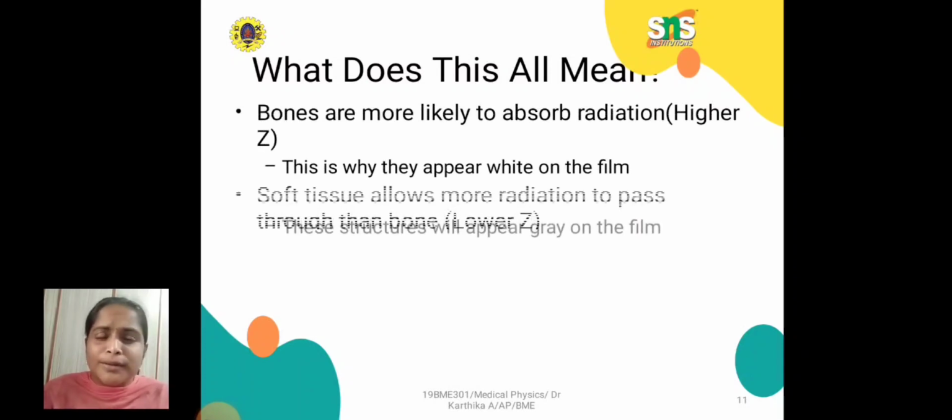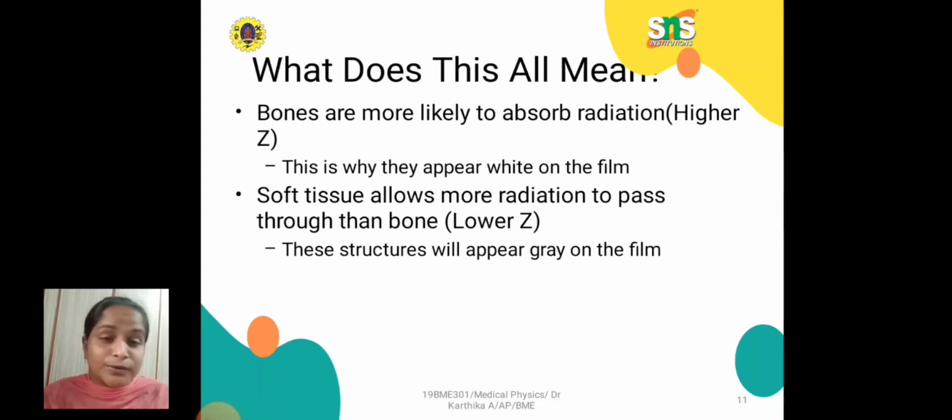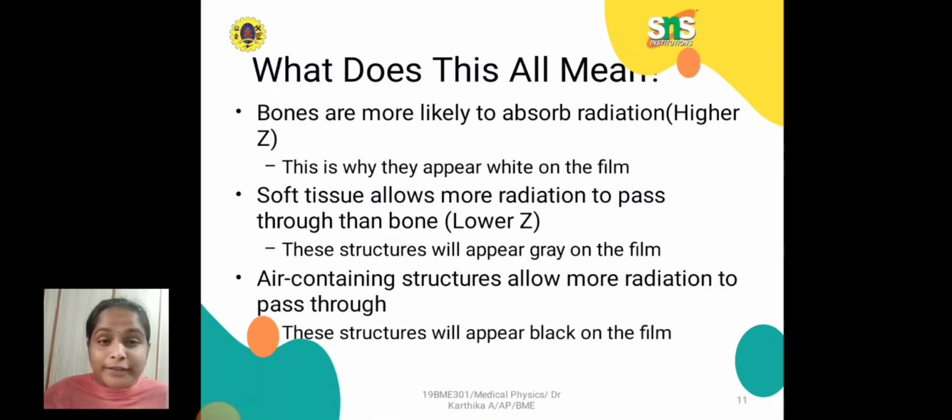And what does all this mean? Bones are more likely to absorb radiation, so their absorption is higher. This is why they appear white on the film. Soft tissue allows more radiation to pass through than bone, so absorption is lower. These structures will appear darker on the film, and air-containing structures allow even more radiation to pass through.